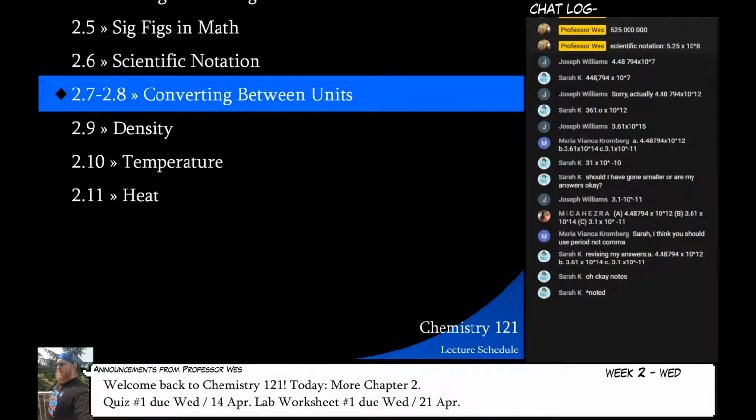So the strategy that we're going to be employing here is that we are going to show a method to convert from one unit to another so that we get the same answer every time.